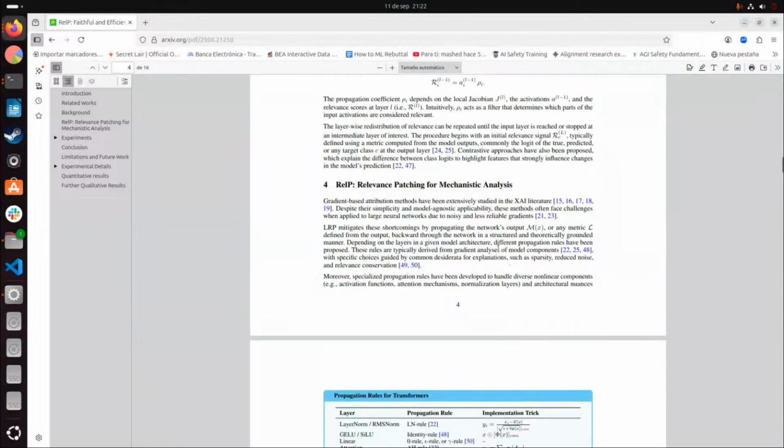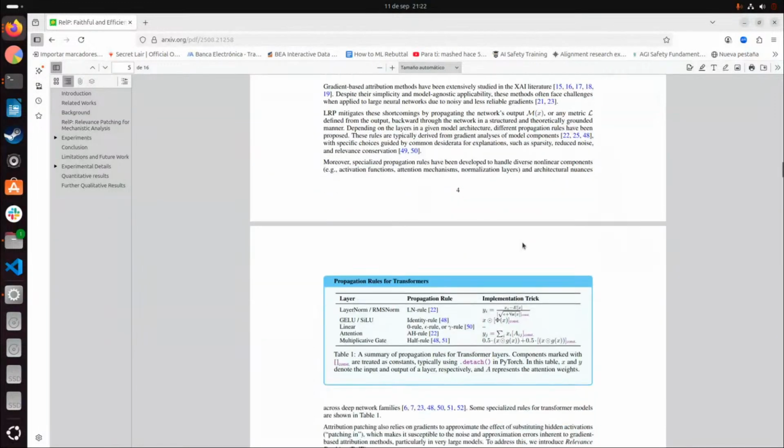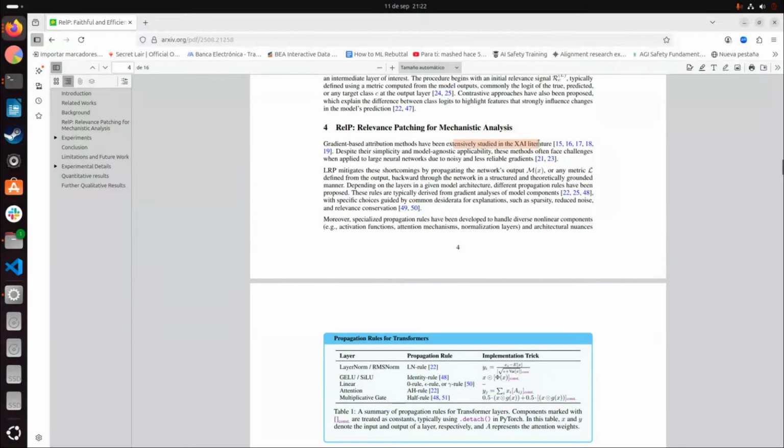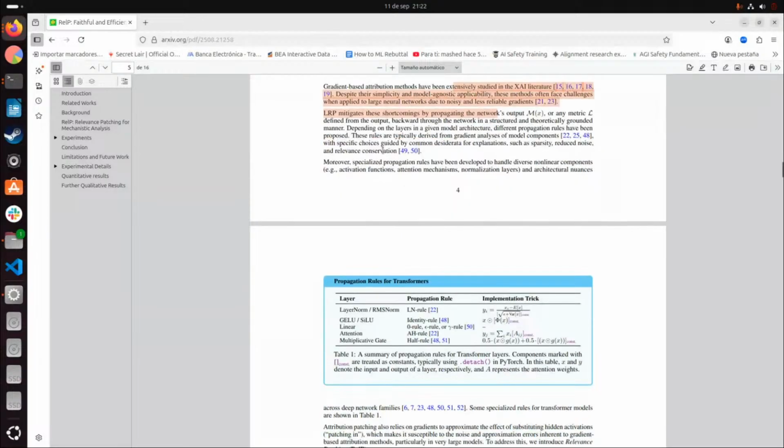Yeah, I don't. Okay, so why is this better? Is the question. I guess they use my experience here. They might haven't still studied. Models preview the models offer face challenges when applied to large and wide networks. RelP mitigates these challenges by propagating the network's output or any metric defined, for example backflow, through a network in a structured and theoretically grounded manner.